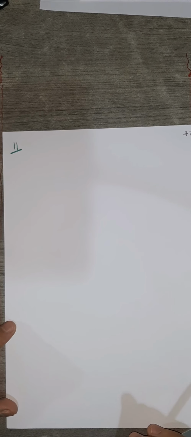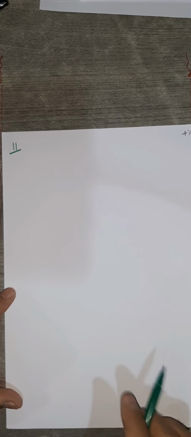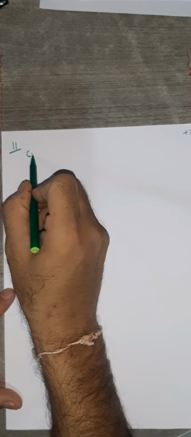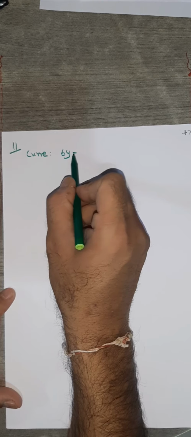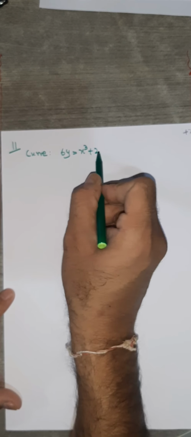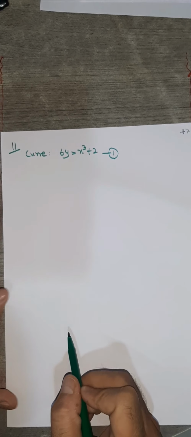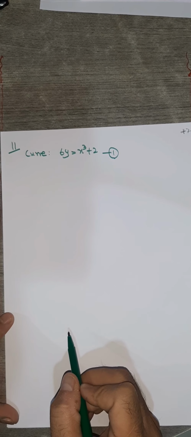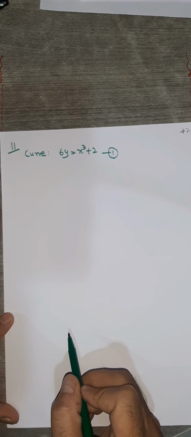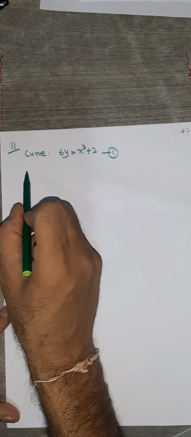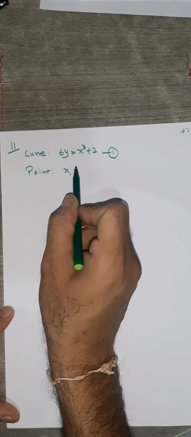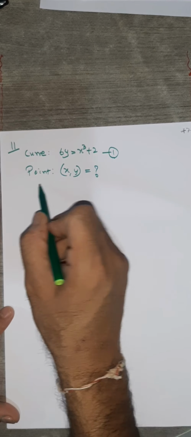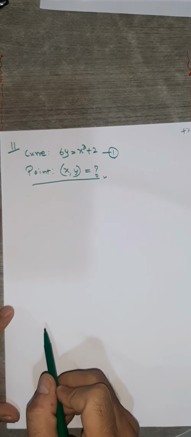Next question. A particle moves along this curve. Okay, so we are given the equation of the curve here, which is 6y equals to x cube plus 2. In short, an equation about two variables you are given. Find the points on the curve. So you want point on the curve, that is x comma y you want. This is the question.